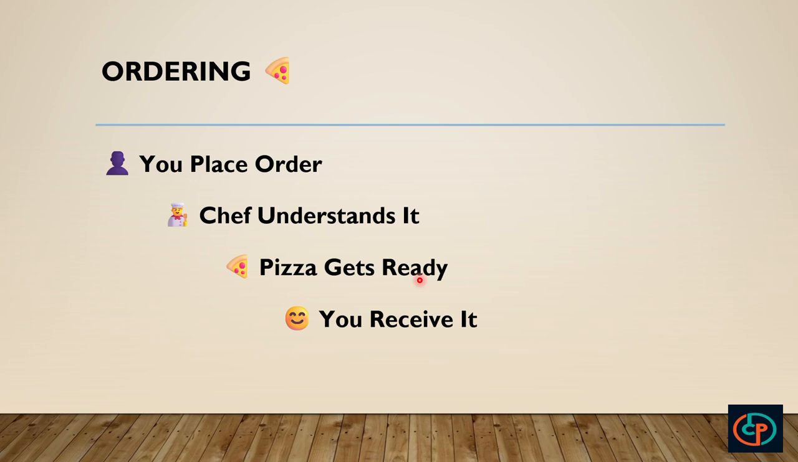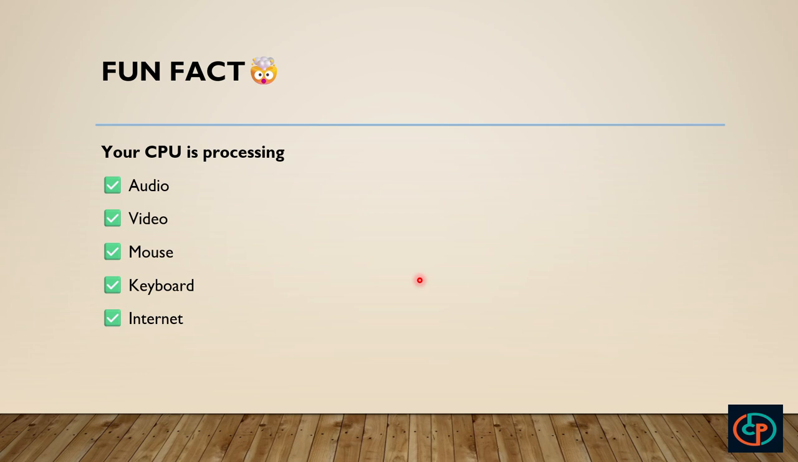Now you might be wondering, if the CPU is doing so much work, why doesn't it become slow? Because modern CPUs are incredibly powerful. They can perform billions of calculations every single microsecond. That's why you can listen to music, browse the internet, and chat with friends all together, right? So, here is a fun fact. Right now, as you are watching this video, your CPU is decoding the video, playing the audio, tracking your mouse, checking your keyboard, and communicating with the internet all at the same time.